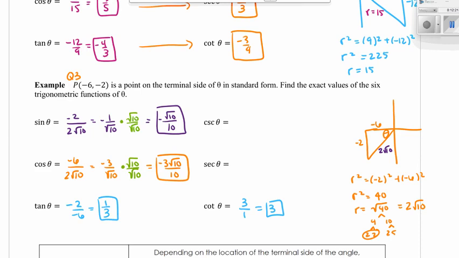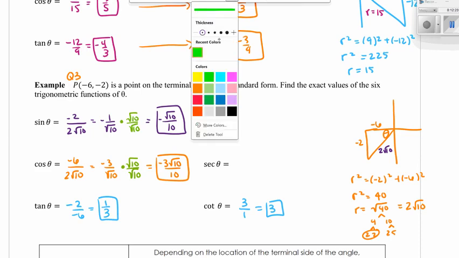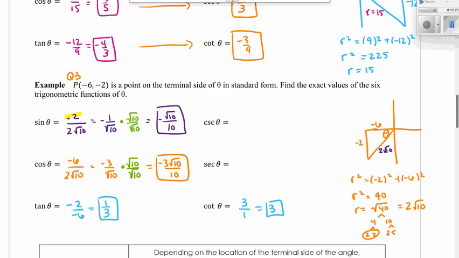So for secant and cosecant, I'm going to use the answer from the beginning, right? Or well, actually, we should use the one where we simplified it. So this right here. If I flip this, that's actually what the cosecant is equal to. So that would give me negative roots 10 over 1, which is just negative roots 10.